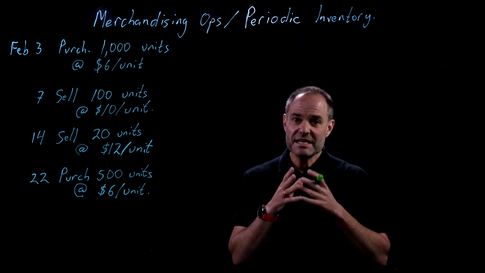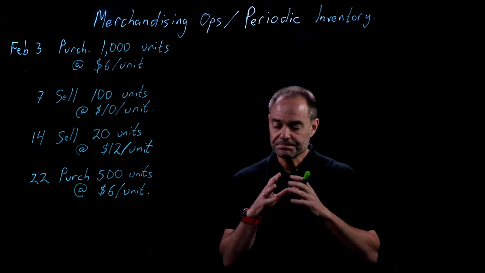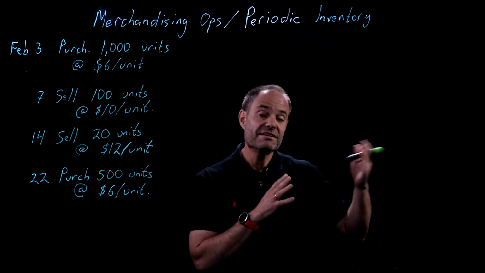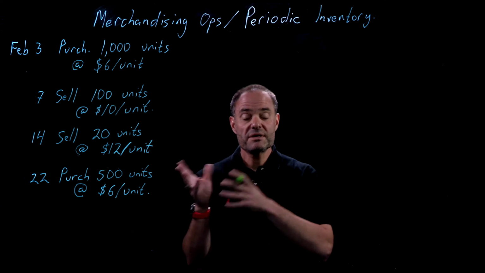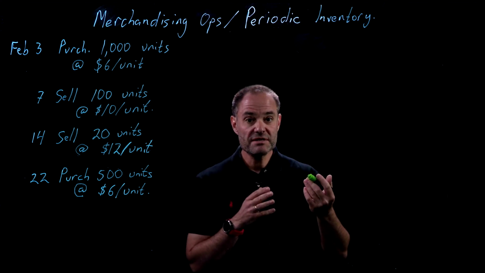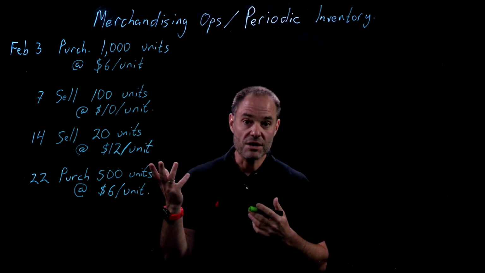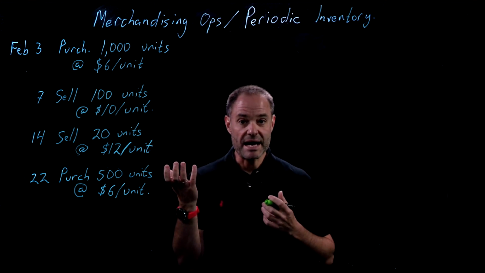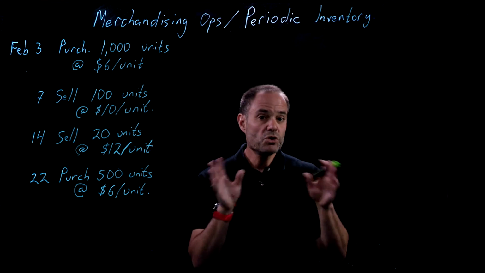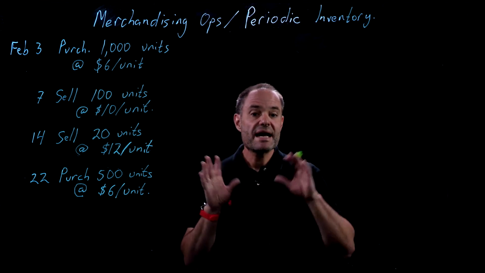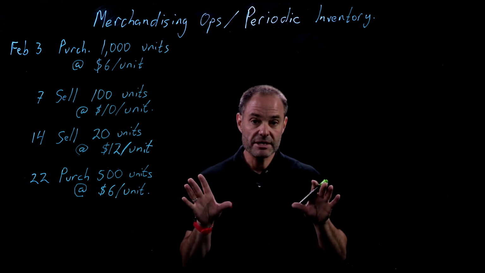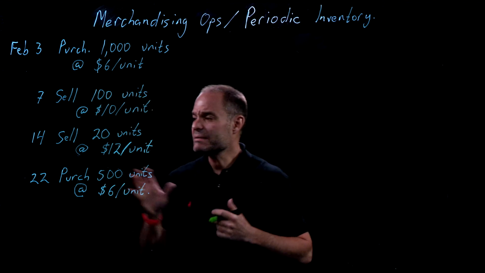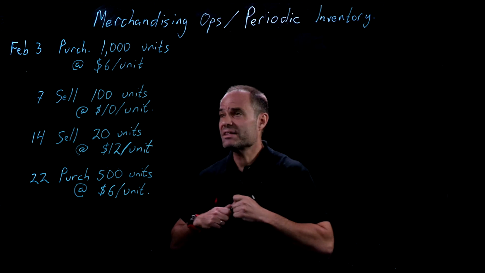The difference is that in a periodic inventory system, we're not going to update our inventory until the end of each period. Whereas in the perpetual system, as we purchased inventory, we updated the inventory account, and every time we sold stuff, we updated the inventory account. In a periodic system, you don't do that. You leave the inventory account for the entire accounting period, and then you make all your updates at the end of the period. I've got the same transactions here. Let's take a look at how this would look.